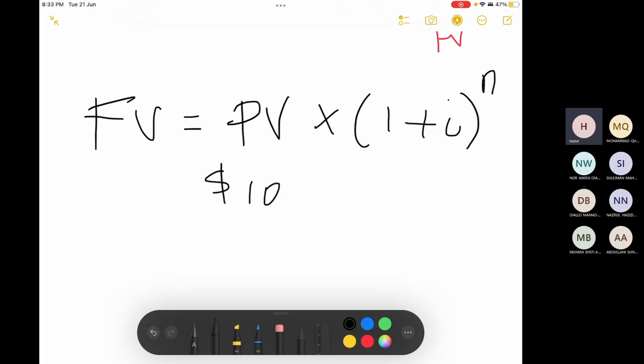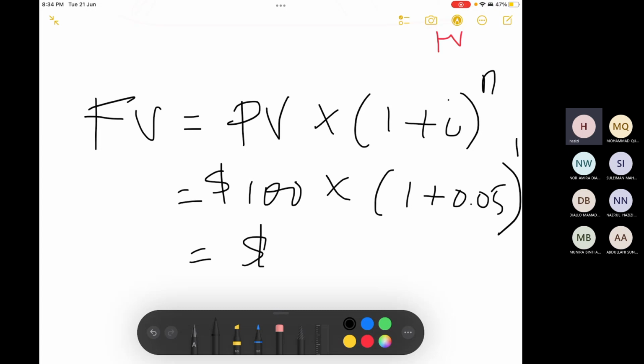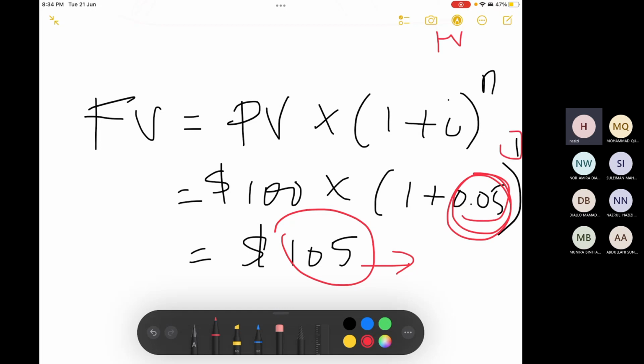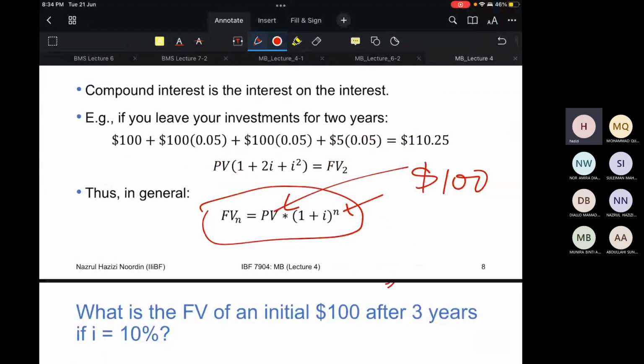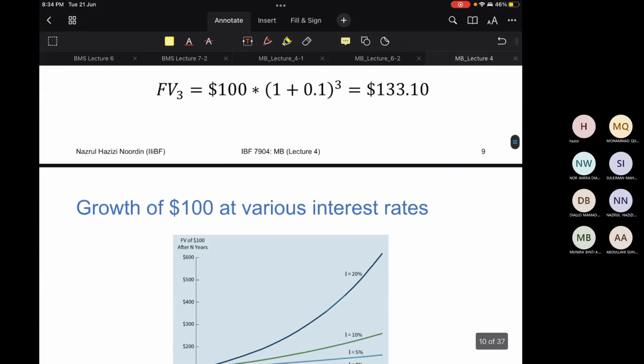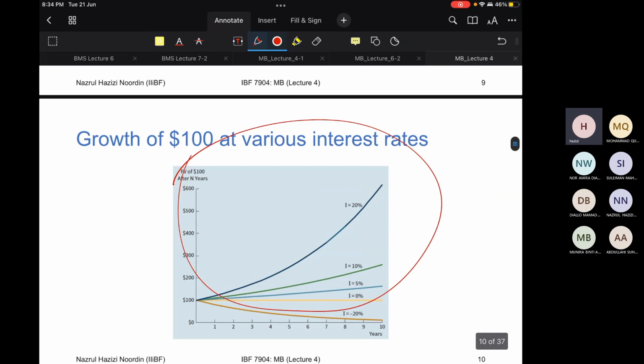So let's say you have $100 now, you multiply by 1 plus 0.05 to the power of 1. If you press your calculator, it will give you a straight answer of 105. So you can imagine, the longer you keep the amount in your deposit account, and the higher the interest rate, the money will grow at a much faster rate, because of the compounding effect and also the maturity effect. You can go through the example by yourself. You can see the graph here: the higher the interest rate, the faster the money grows.